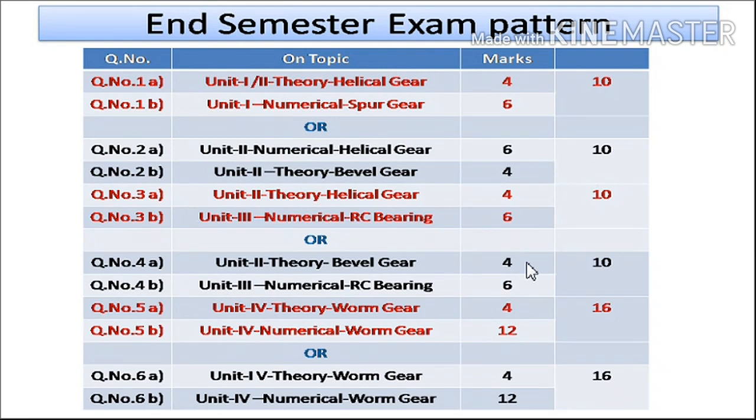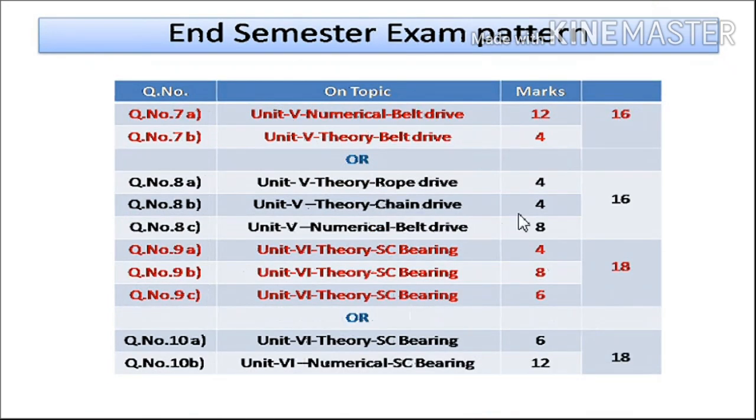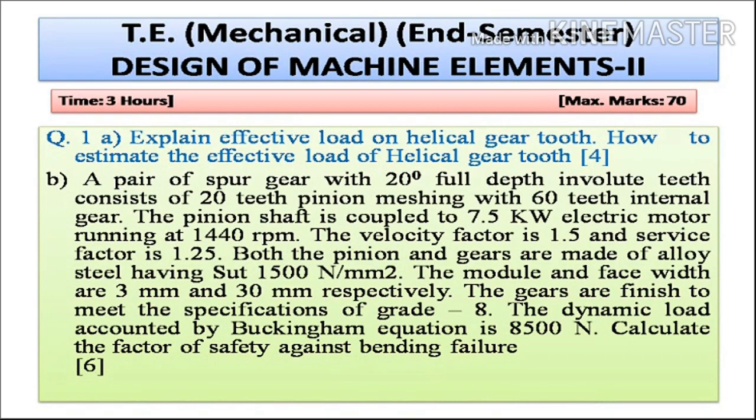So accordingly the questions here, question number 5 and 6 is for 16 marks on unit number 4, then question number 7 and 8 is for 16 marks on unit number 5, and question number 9 and 10 is on unit number 6 for 18 marks. Basic objective of this particular presentation is that I will be giving you an idea how you can solve the numerical of design of machine elements.